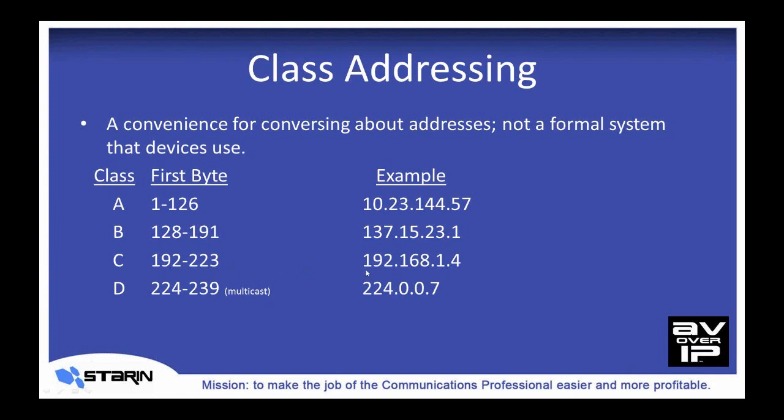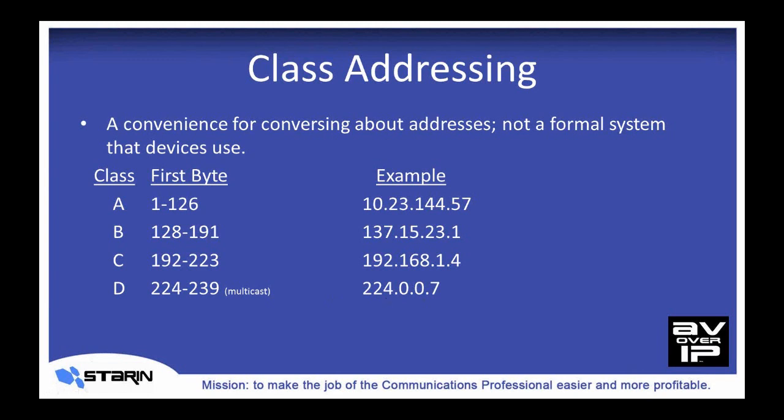and 192 makes it a Class C address. And the convention there is, unless the mask changes it, the first 3 bytes define the network portion. Class D addresses are multicast addresses sent to a group of devices, and they start with a number between 224 and 239. For example, the address 224.0.0.7 is a multicast address.